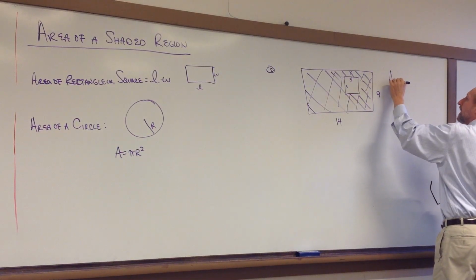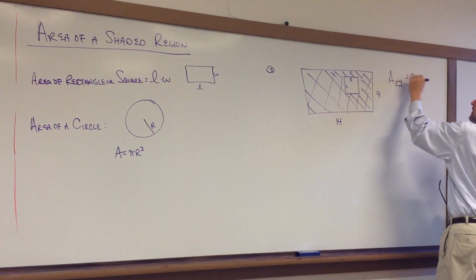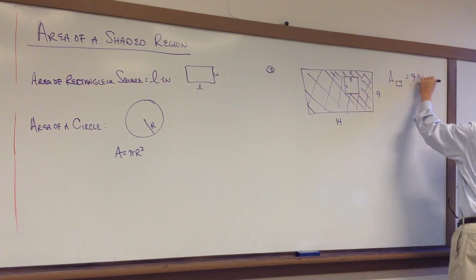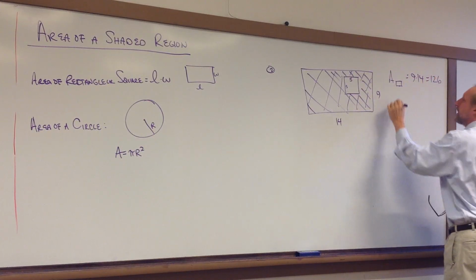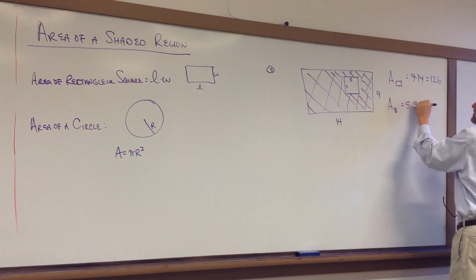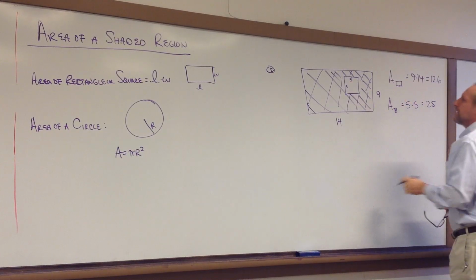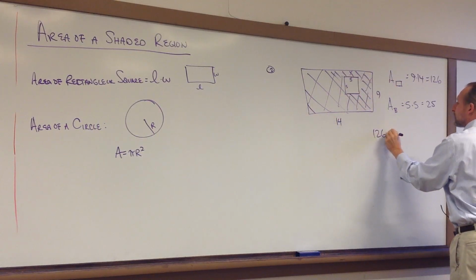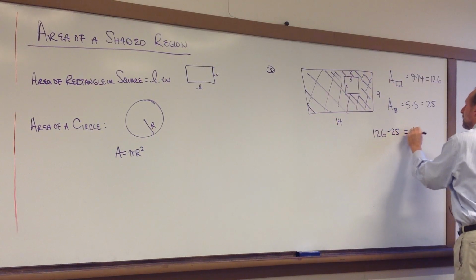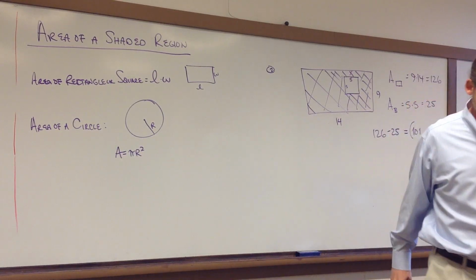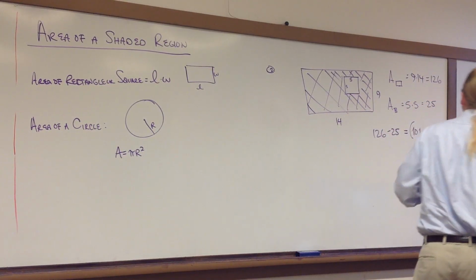So again, we're going to follow this same procedure, right? We're going to find the area of that rectangle. That's going to be 9 times 14, which I believe is 126. And then the area of the square is 5 times 5, which is 25. So we take the area of the whole thing, subtract out that area in the middle, and we get 101. Let's see, do we have units on this? Meters.